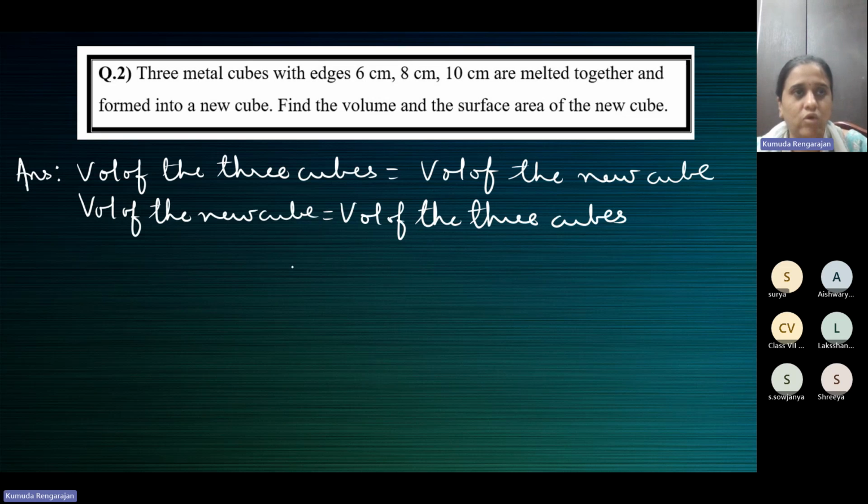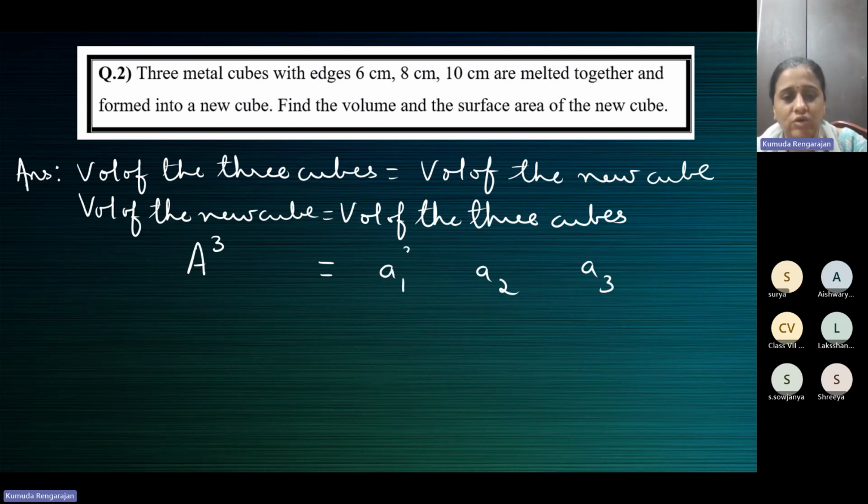Now, volume of a cube formula: I'm going to use a capital A cubed. To represent the volumes of the three other cubes, I'm going to use their edges as A1, A2, and A3. So volume will be A1 cubed plus A2 cubed plus A3 cubed. A1 is the edge of the first cube, A2 is the edge of the second cube, A3 is the edge of the third cube, and capital A is the edge of the new cube.